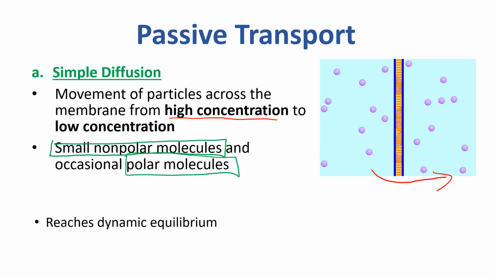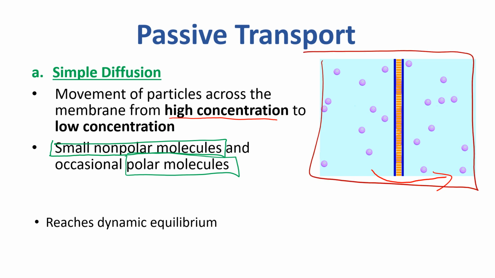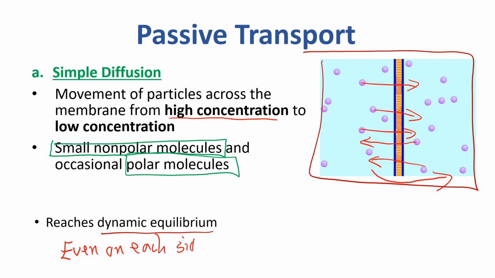Even after diffusion's finished, like it looks like this video is finished, we actually reach what's called a dynamic equilibrium, which means the molecules and the particles are still moving. So actually, we should be seeing some of these particles still moving from left to right, but some of the other ones are moving from right to left. So there's still an even number on each side, but the particles are still moving.